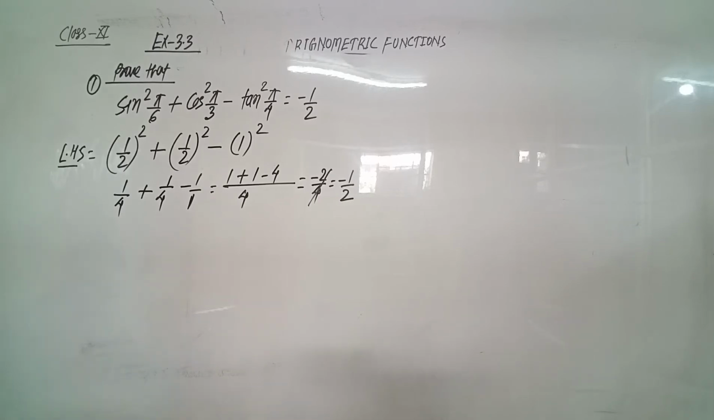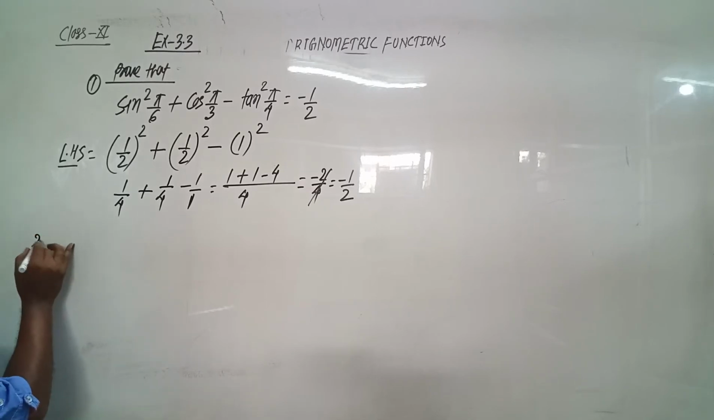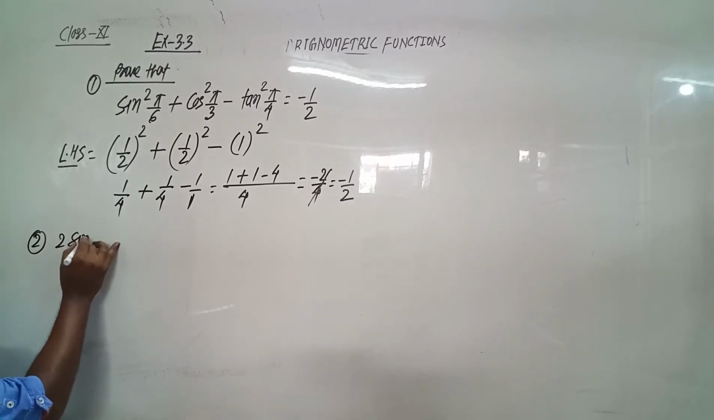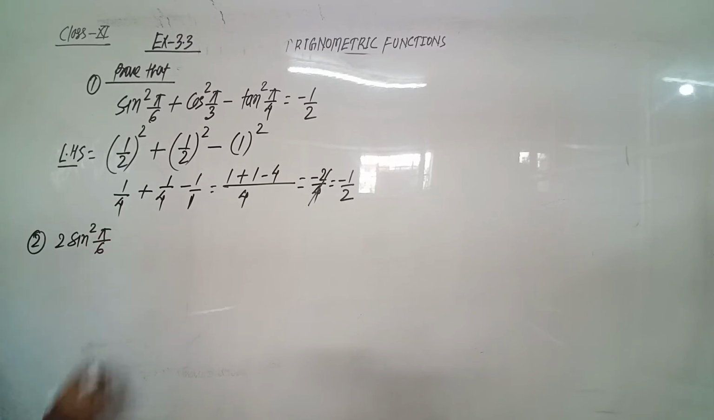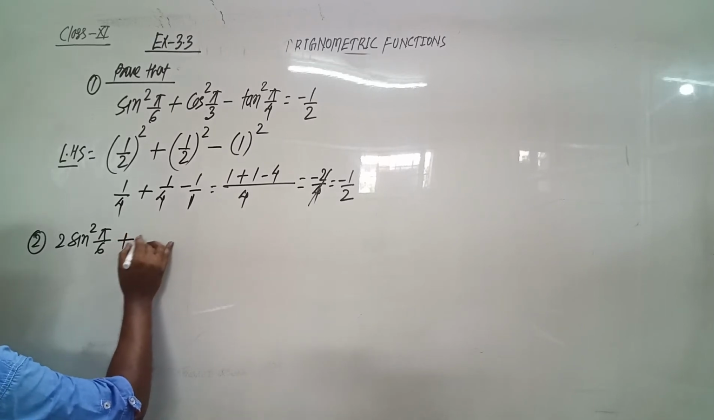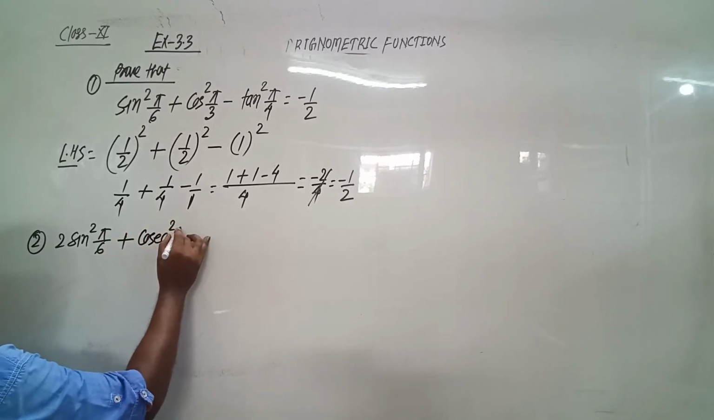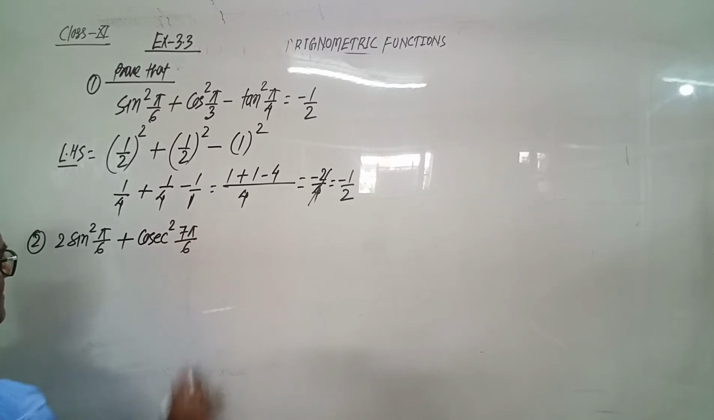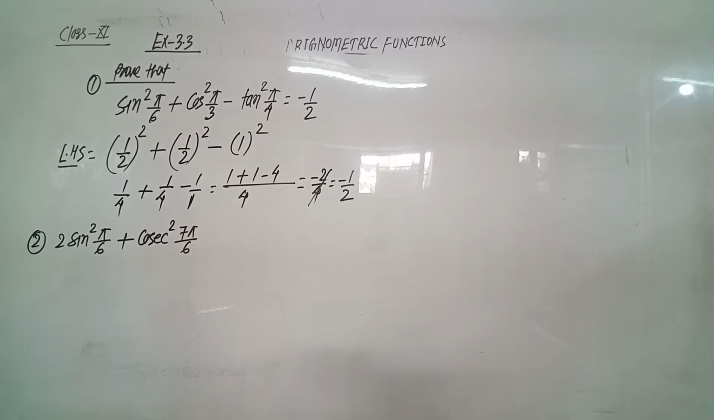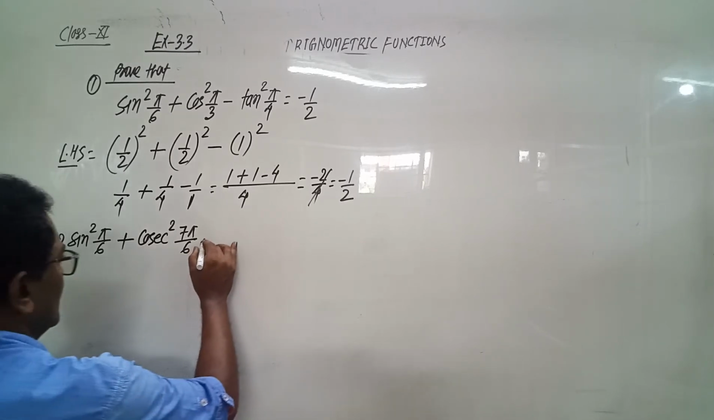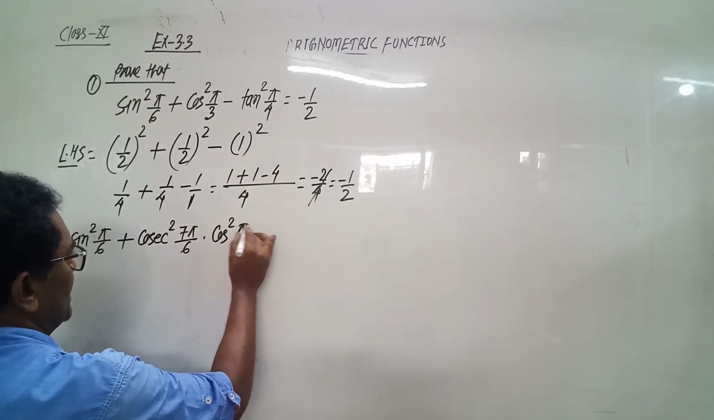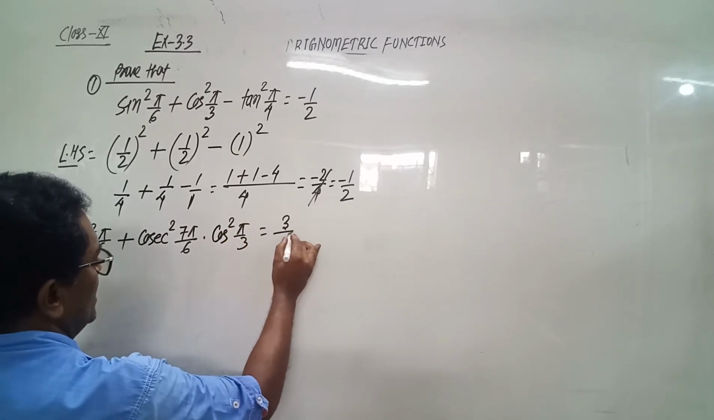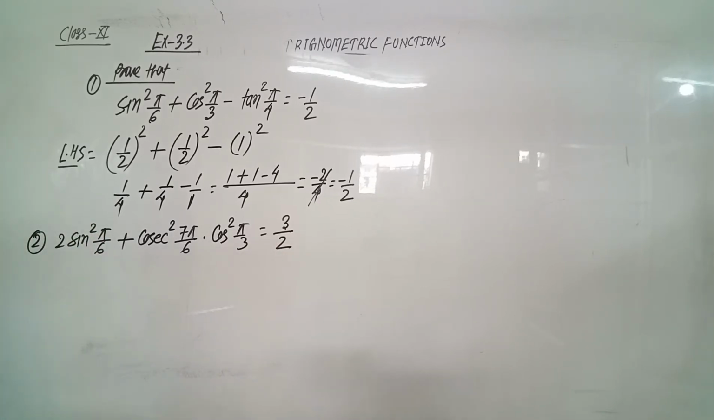Second question: 2 sin square pi by 6 plus cosec square 7 pi by 6 into cos square pi by 3 equals 3 by 2. We have to prove LHS equals 3 by 2. So solve LHS.